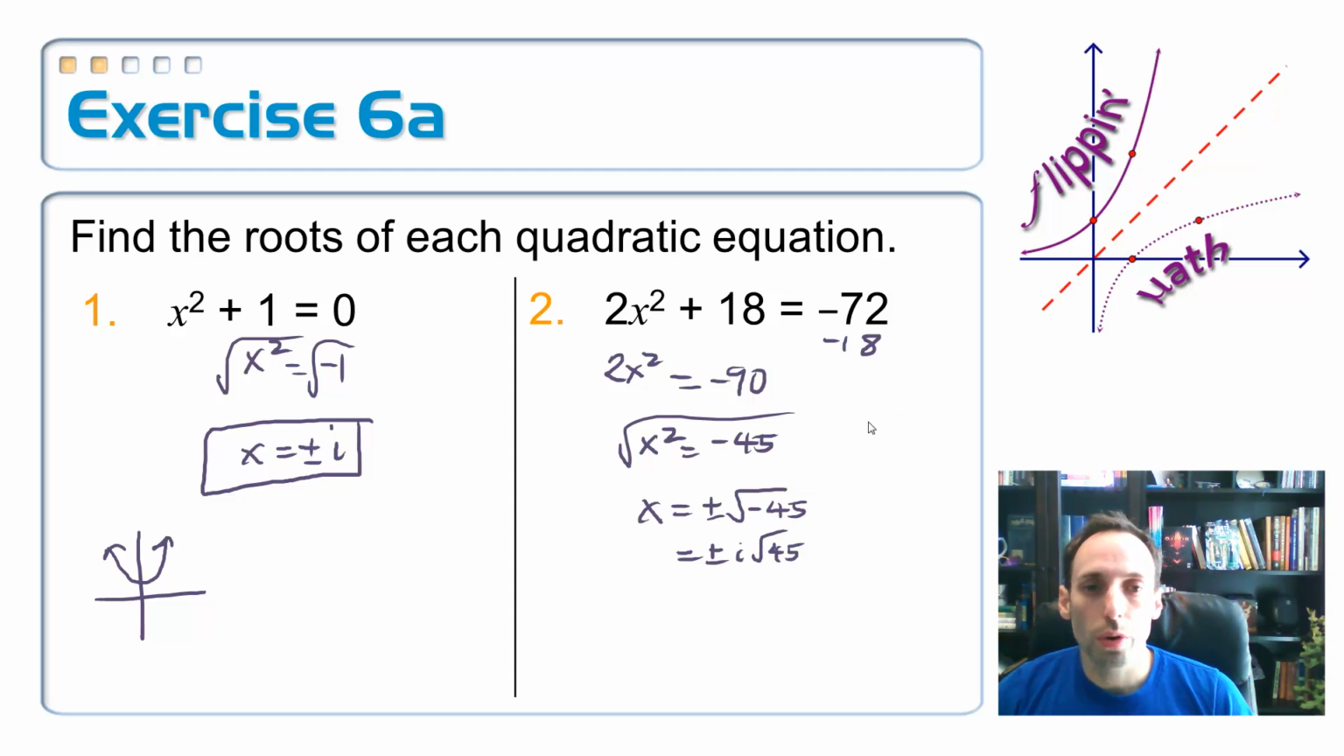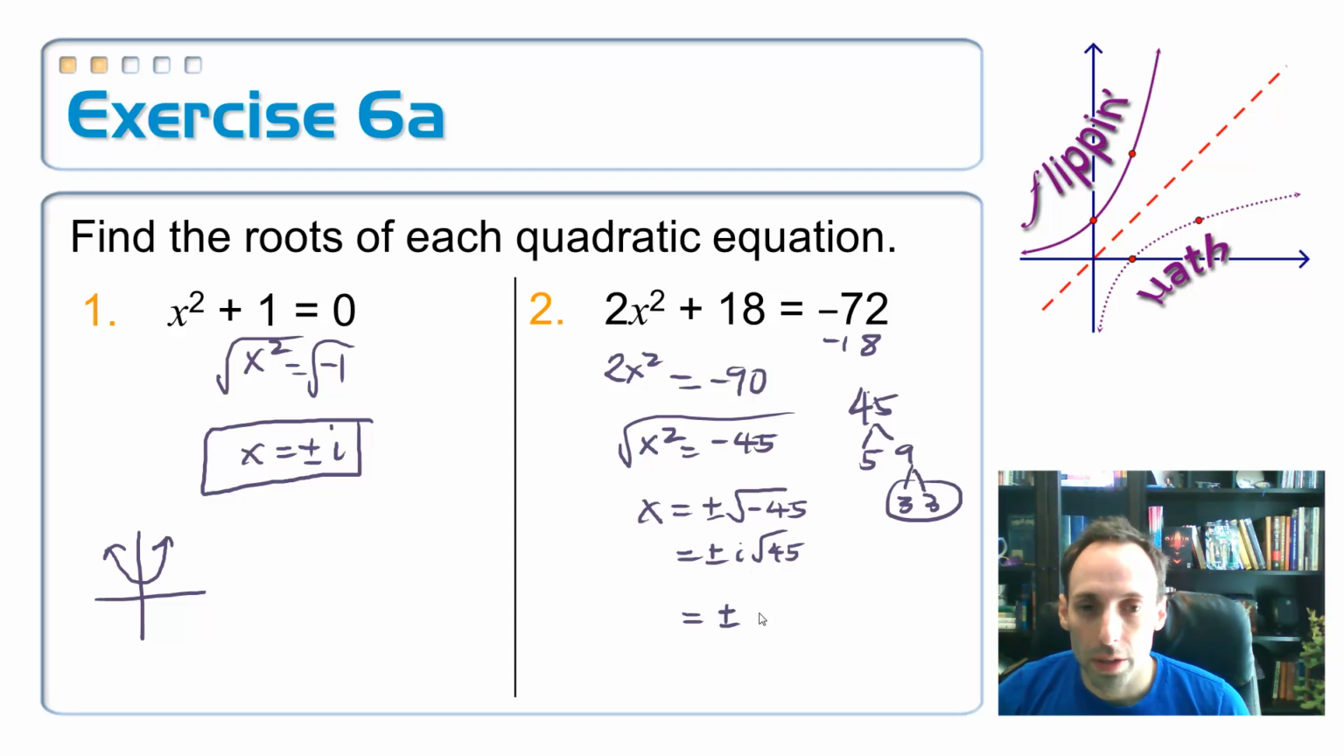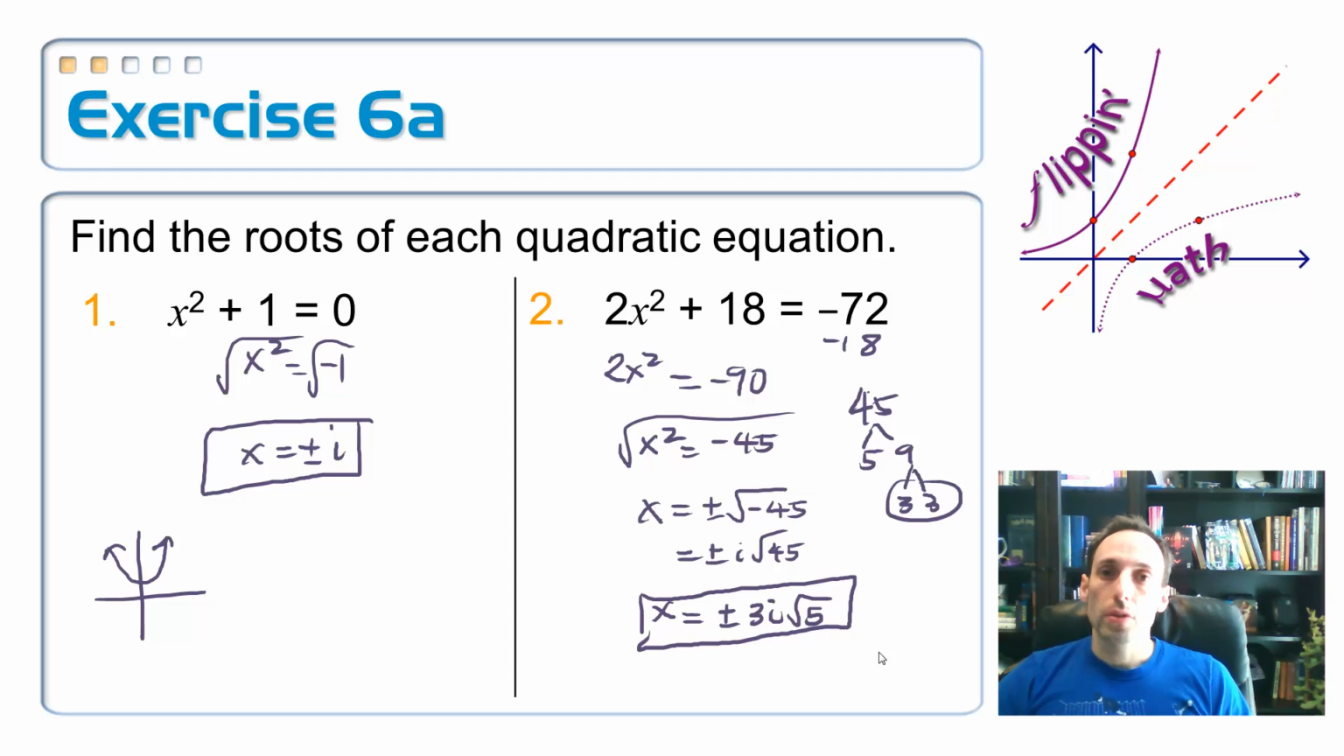The other thing is the square root of 45. Can I simplify that? So 45, I'll do this with a little factor tree. 5 times 9. And then a 9 is a 3 times 3. I've got a pair of 3's, so a 3 gets to come out. The 3 gets to come out and join up with this i. So plus or minus 3i. And the 5 is all by itself, so it stays underneath the square root symbol. So x is equal to plus or minus 3i square root of 5.